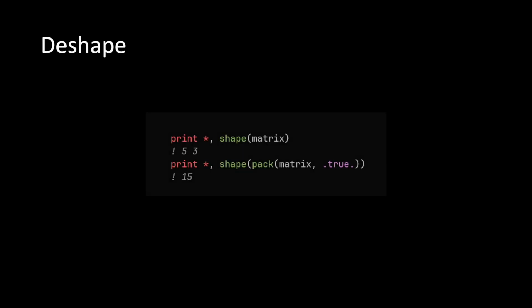Deshape in Fortran is spelled pack. It works just like in BQN, except it is overloaded with a little bit more meaning. So in this example, we just take a matrix that's 5x3 and deshape it into a 15-element list. And this second argument here is a mask. So I can just give a scalar to deshape every element in the matrix, or we can also give it a condition.